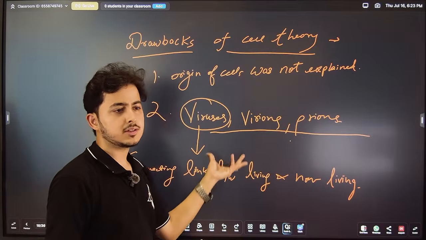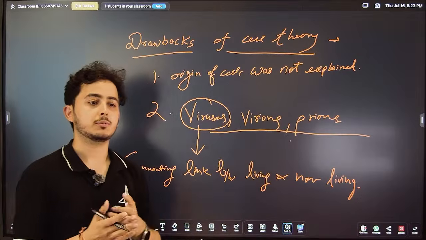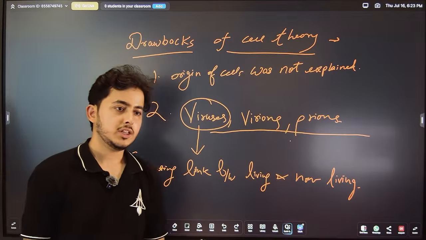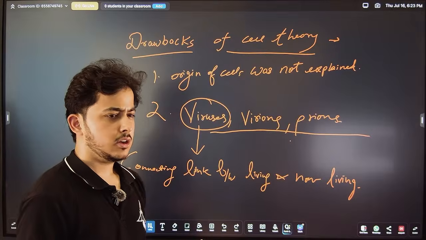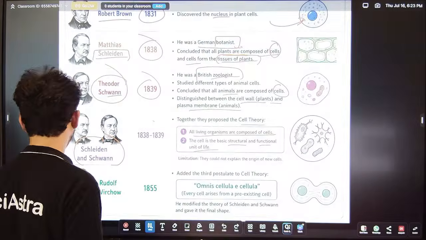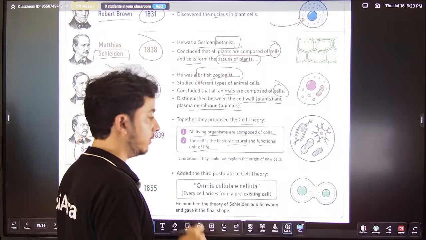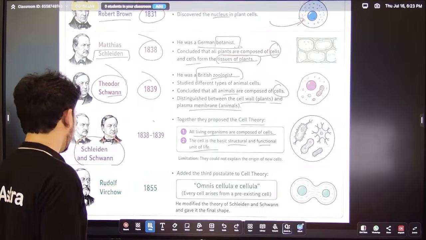What are viruses, what are virions, what are prions, we will cover in the biological classification chapter. Okay, they didn't talk about organelles. Yeah, you can say that they didn't talk about organelles, but for the cell theory, as a cell we are talking about, we are not going into the molecular level. That is something that you have to understand.